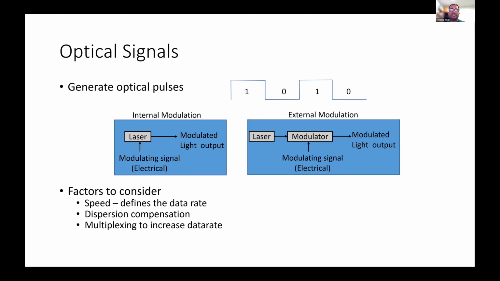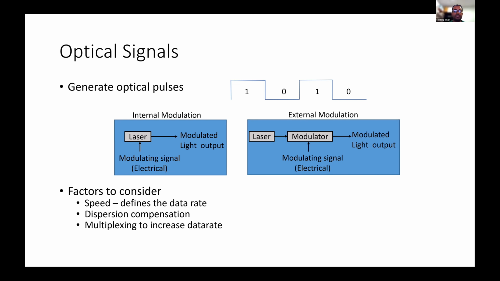So once we generate the signal, we need to consider many other things, like how fast we can drive these lasers on and off. That defines the data rate. And what should be the signal width, the pulse width? Because when an optical signal travels, it gets broadened. This is because different wavelengths travel at different speeds in silica-based optical fibers. One way to compensate for this is to use dispersion compensated fiber.